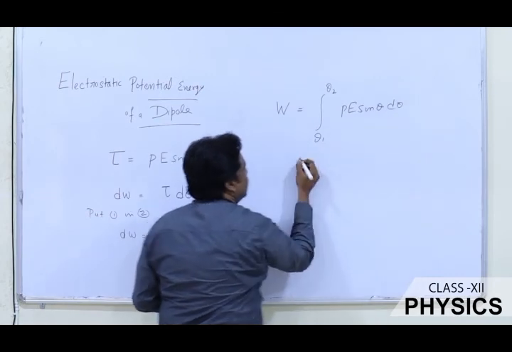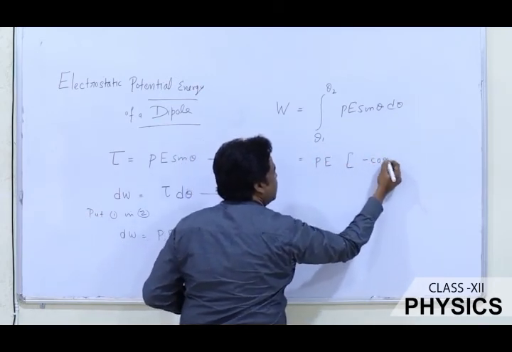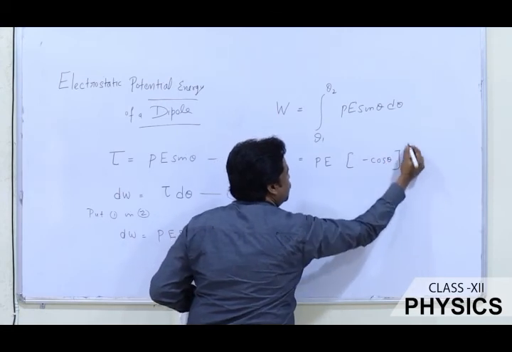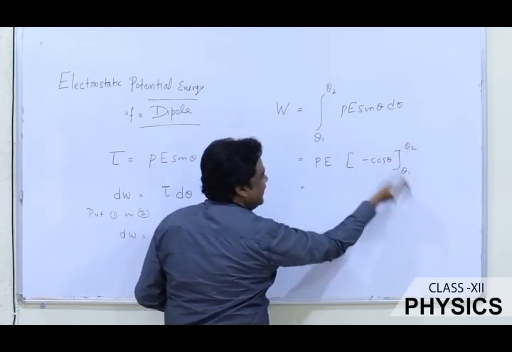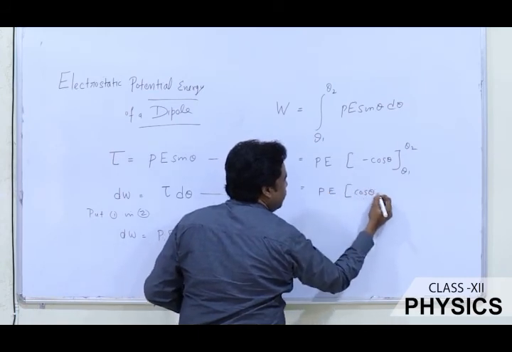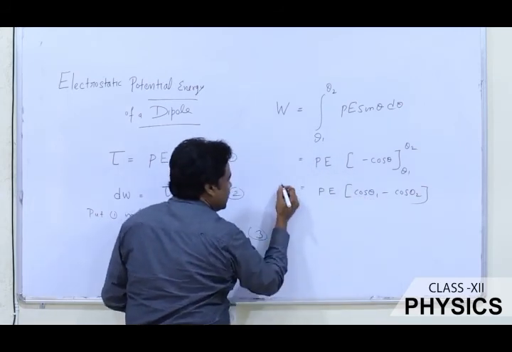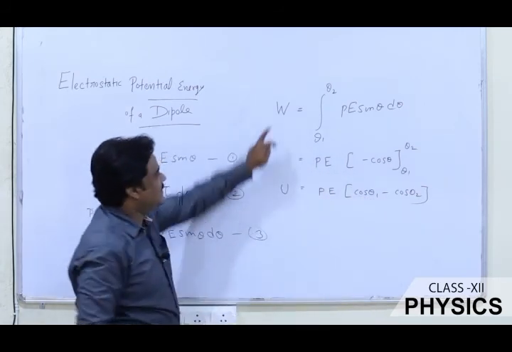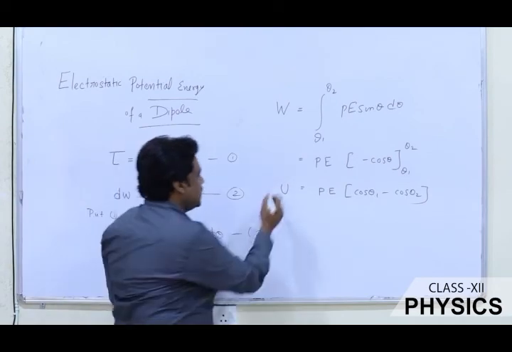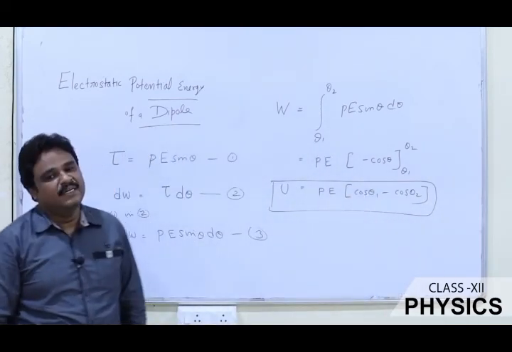You know pE comes out of the integration. Sin theta integrates to minus cos theta with the limit theta 1 to theta 2. By putting the limit and interchanging, I am writing directly pE (cos theta 1 minus cos theta 2), and you know this work then gets stored as potential energy. So I am replacing W with U. This is the final form of electrostatic potential energy stored in a dipole.